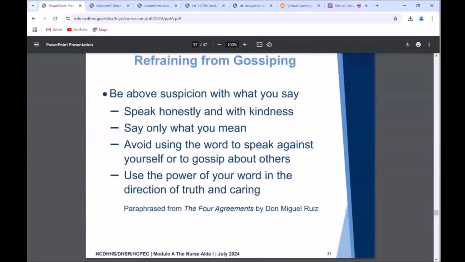Refrain from gossiping. Be above suspicion with what you say. Speak honestly and with kindness. Say only what you mean. Avoid using the word to speak against yourself or to gossip about others. Use the power of your word in the direction of truth and caring. And you can see that's paraphrased from the 4 agreements.